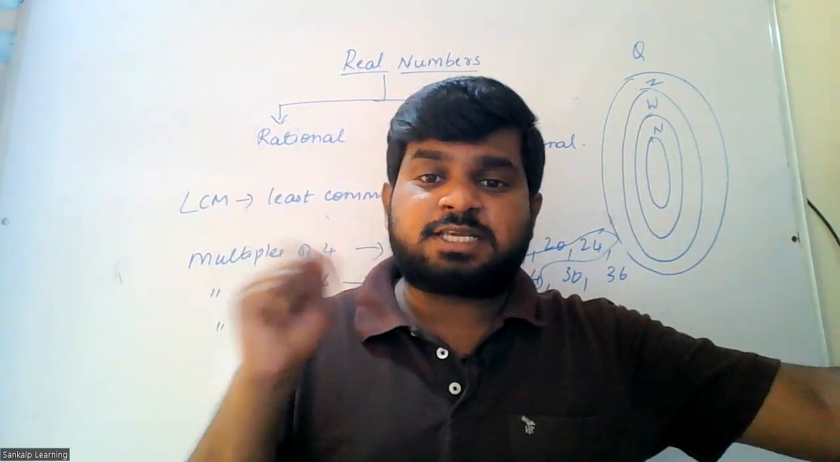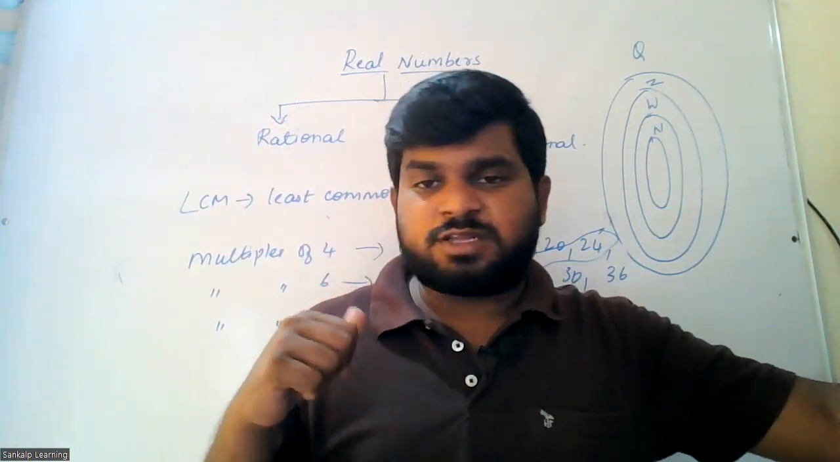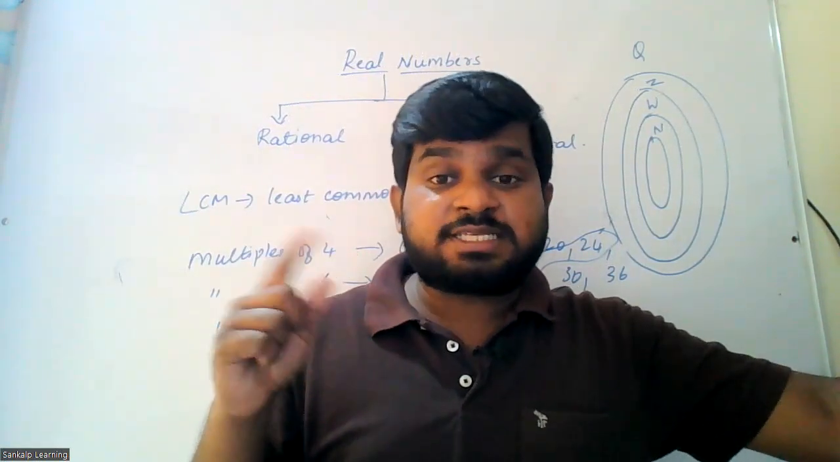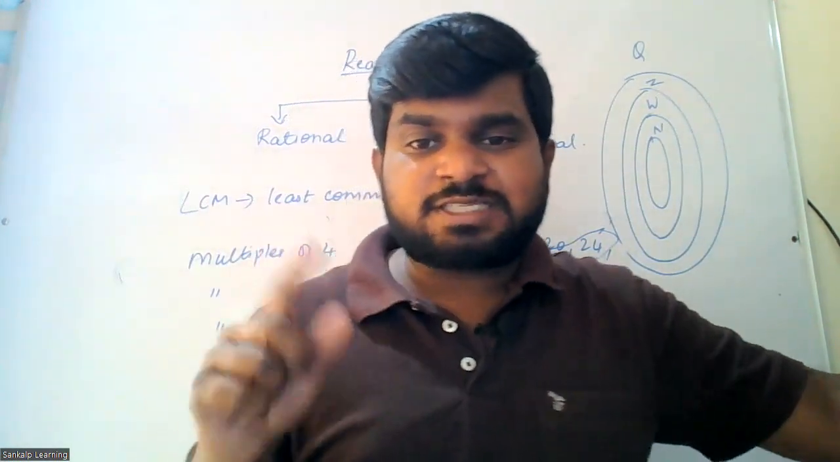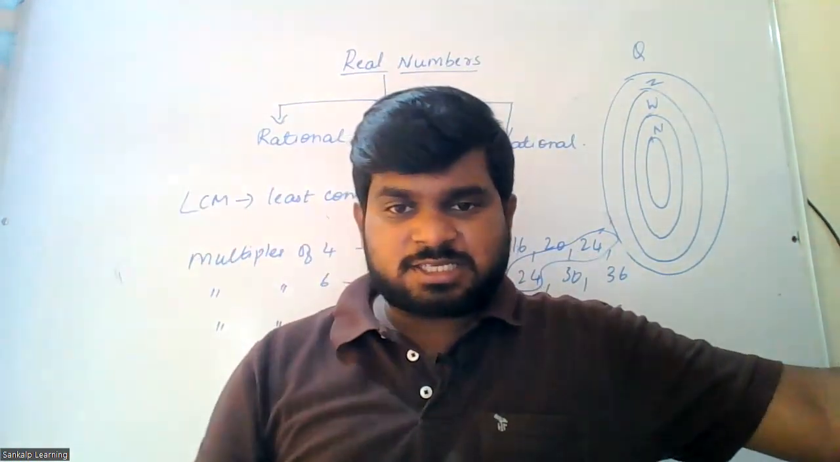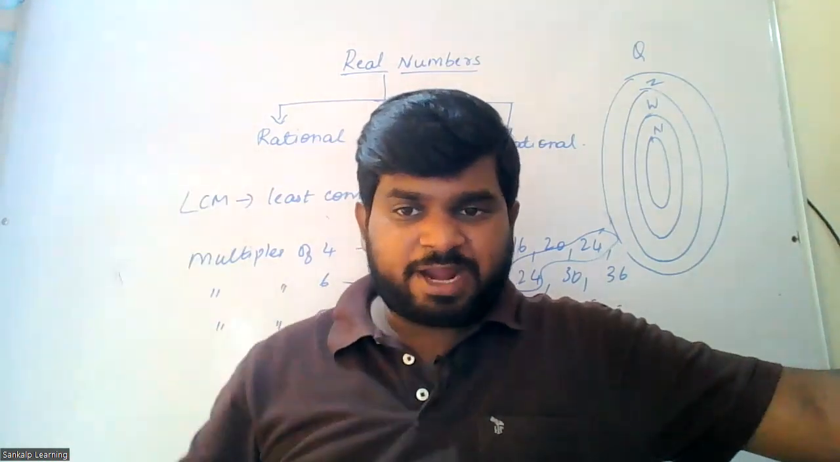LCM of 4 and 6, just now we finished it. We'll take LCM of 6 and 5. You just write the 6 tables one side and you write the 5 tables one side.